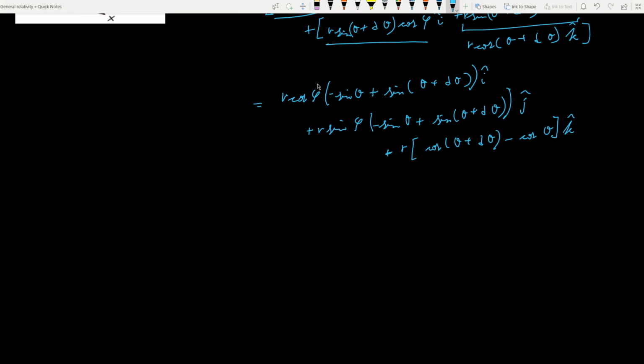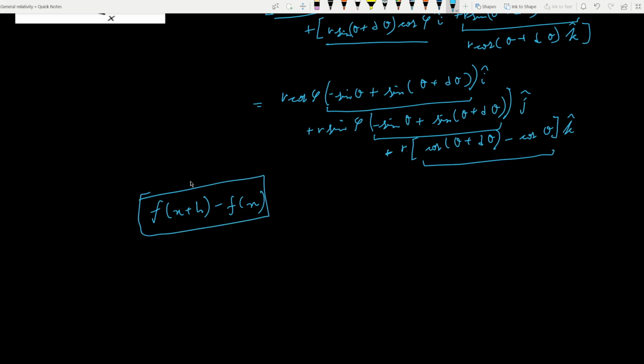We are familiar with these terms right here. They look familiar, right? How? Well, they're basically the f of x plus h minus f of x, isn't it? We know this from calculus, the first principle, right? So we want to be able to express this in a more simpler manner. We want to be able to express sine theta plus d theta minus sine of theta in a more simpler manner. How can we do that?